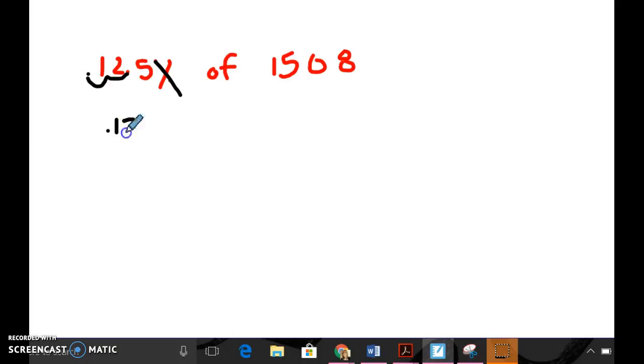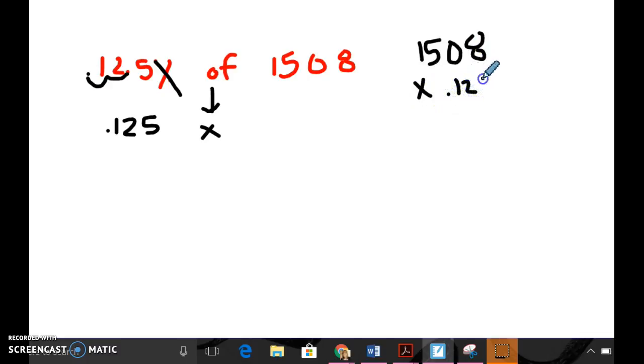So I'm doing 125 thousandths times, of means times, this number. 1,508 times that 12.5%, which as a decimal is 0.125. And I'm not going to work it out the long way. I'm going to use a calculator. And when you multiply that, I would get 188.50. This is what I need to put back in my worksheet.